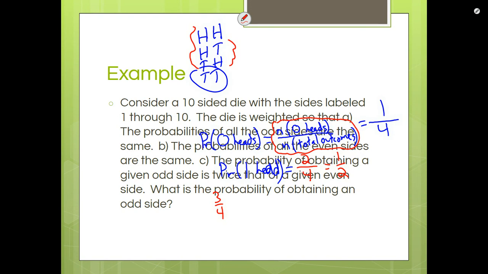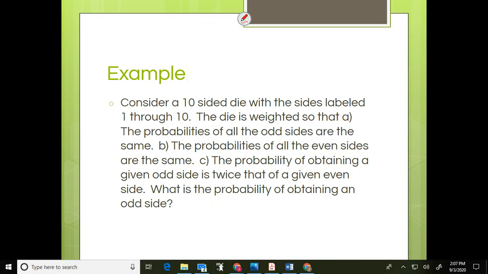All right, last example. Okay, if we've got a 10-sided die, all right, and we're labeling the sides 1 through 10, it's weighted, so all the odds are the same, all the evens are then the same, but they're different probabilities between odds or evens. Probability of an odd is twice probability of an even. So I want to find what's the probability of getting an odd.